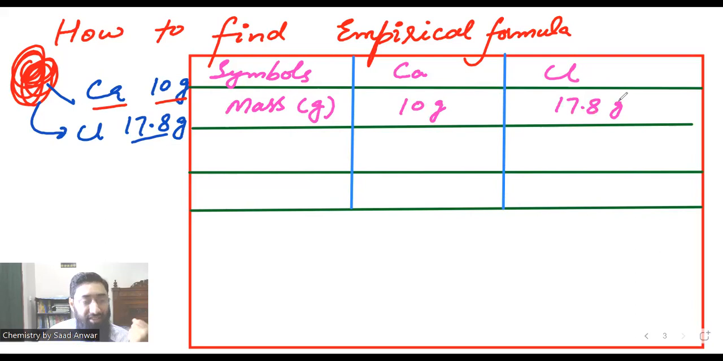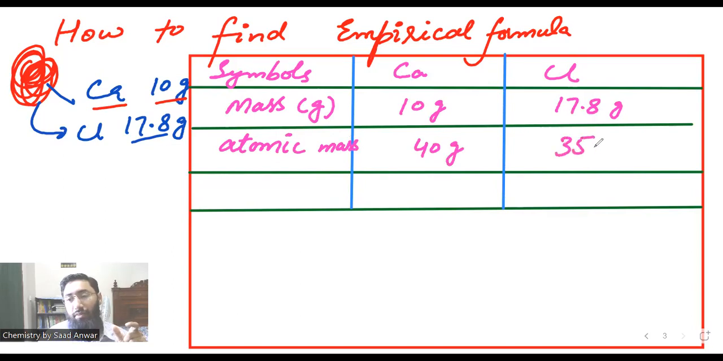The next step is to write the atomic mass. Oh, sorry, atomic mass, not atomic number. The atomic mass of calcium is 40 gram. The atomic mass of chlorine is 35.5 gram.